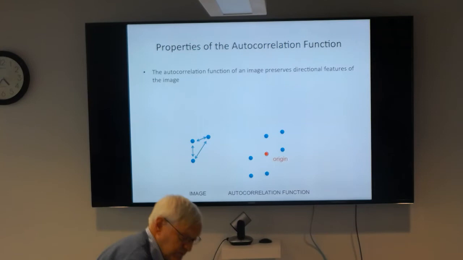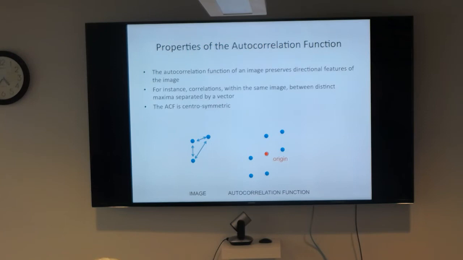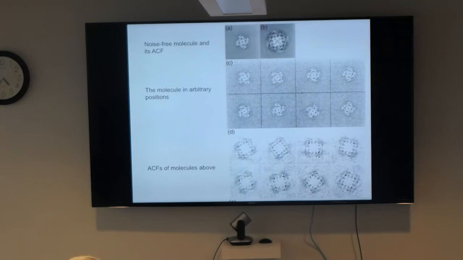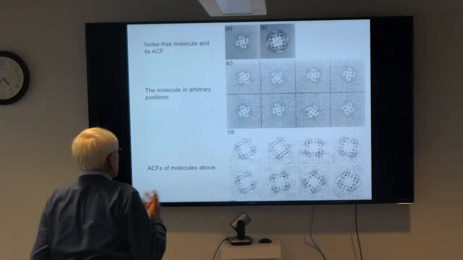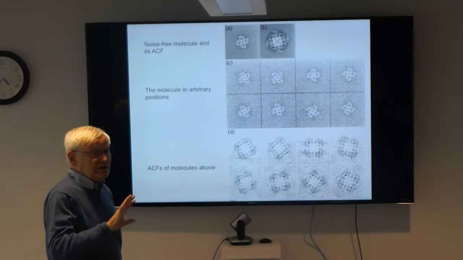We can use this property in order to align images rotationally. So we would first get them... Well, yeah, we don't need to get them into the proper shifts. The whole idea is the autocorrelation function is centrosymmetric and it's on the origin, no matter where the particle is.